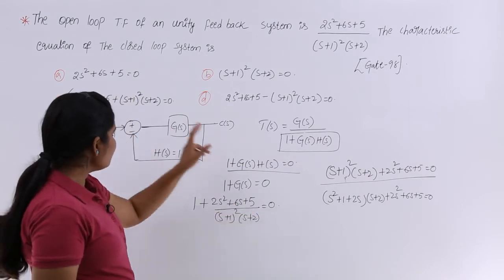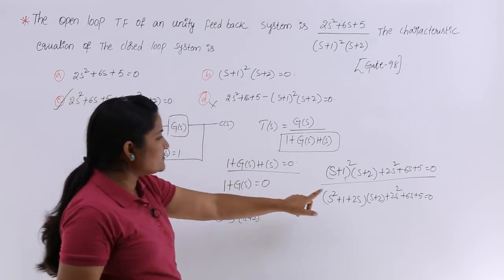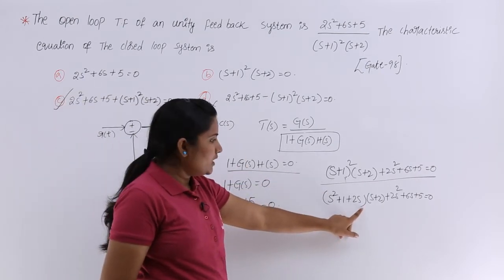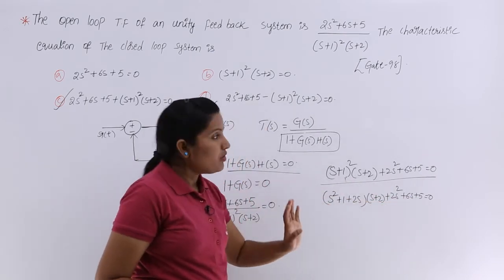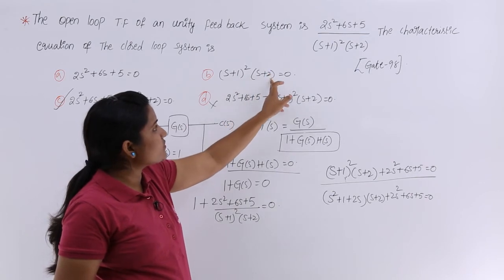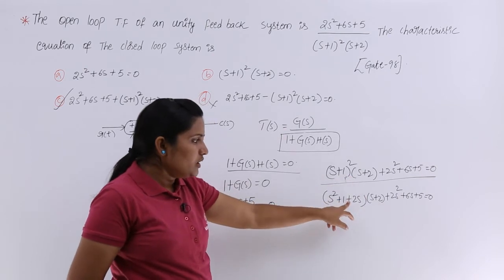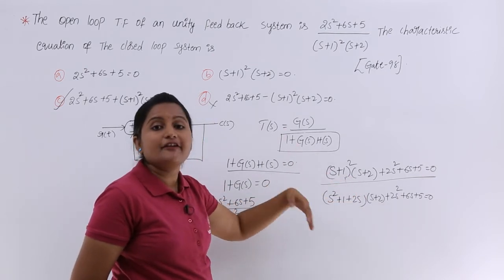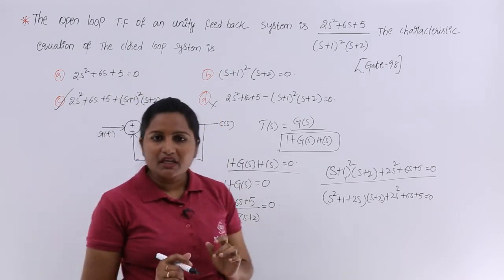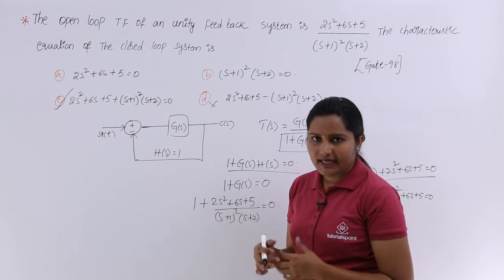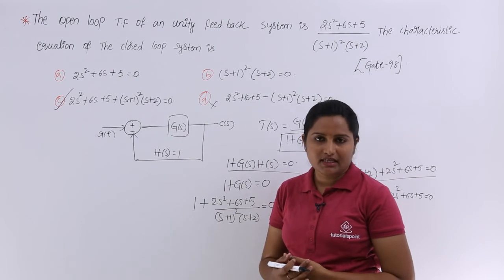Here, definitely this will not be the option. If you observe this, you are not going to get 2s square plus 6s plus 5 or (s plus 1) whole square into (s plus 2) is equivalent to 0 separately. Why? Because if you solve this equation, you are going to get an entirely different value, not like this or like this. So, definitely the answer for this problem is C, directly given. After cross multiplication itself, we get the characteristic equation.